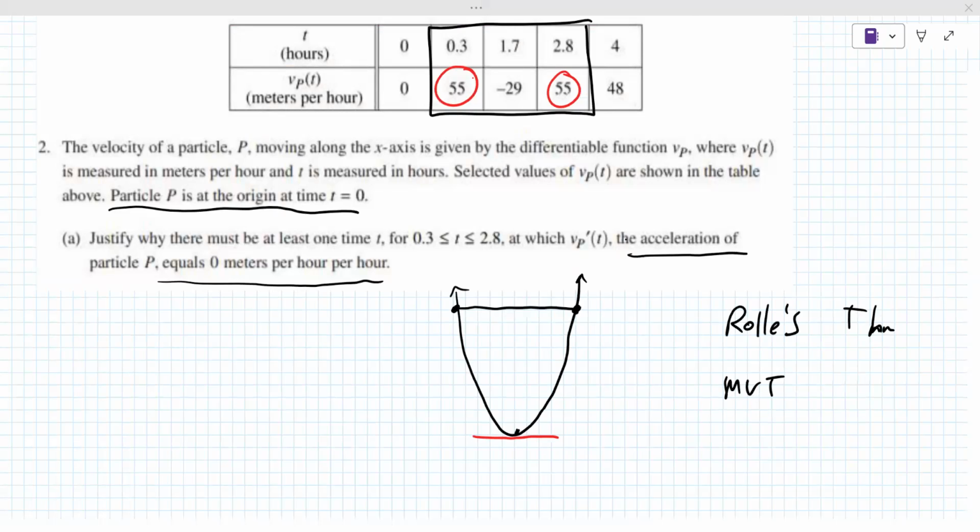Let me quickly, have we talked about this before? Rolle's theorem, mean value theorem.